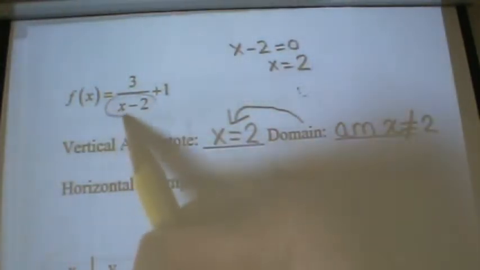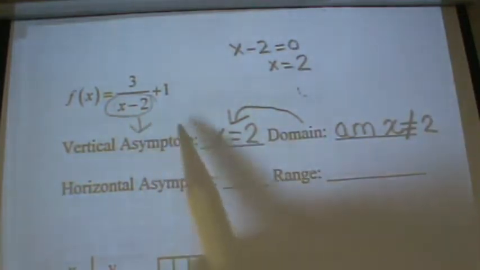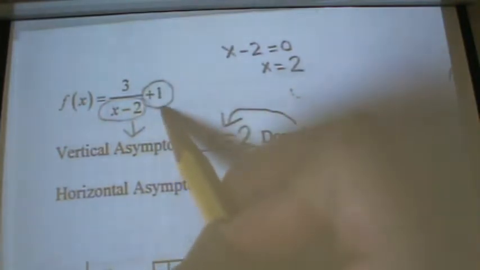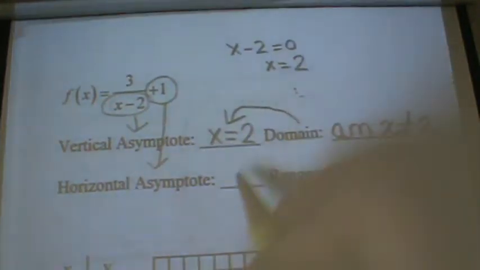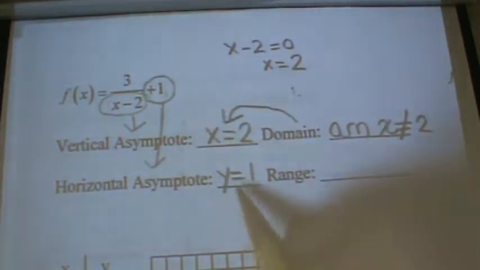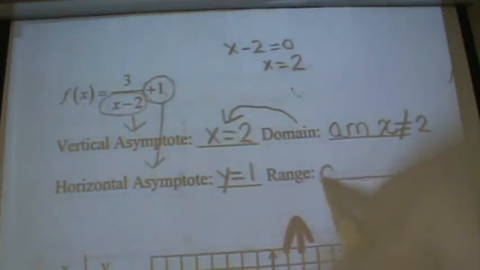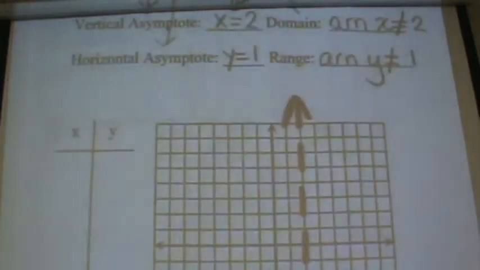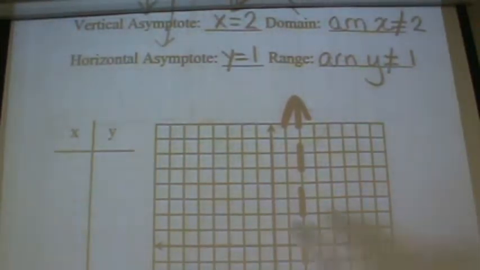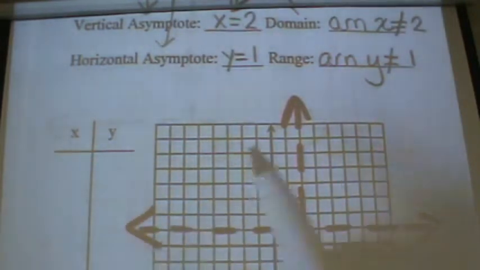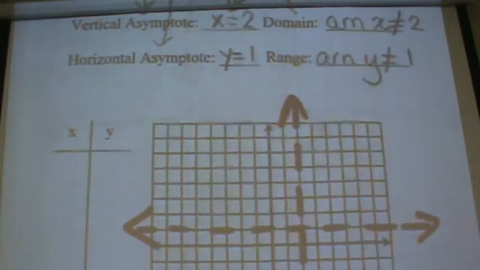So this little piece right here is going to shift your vertical asymptote 2 units to the right. This little piece right here is going to shift your horizontal asymptote up 1 unit. That is your horizontal asymptote, y equals 1. So your range is going to be all real numbers except y cannot be 1. So we have 2 new asymptotes at x equals 2 and y equals 1. That's the hard part right there.